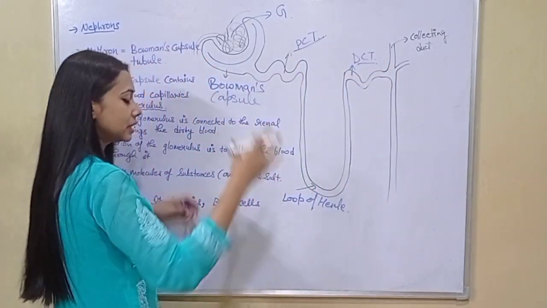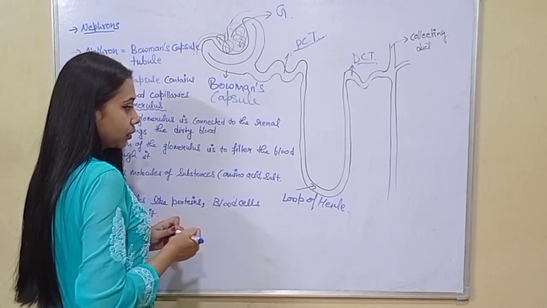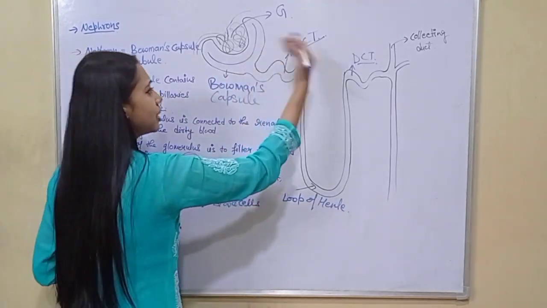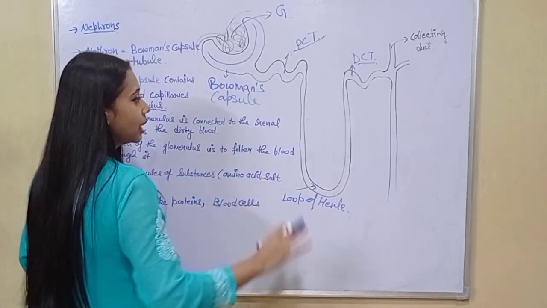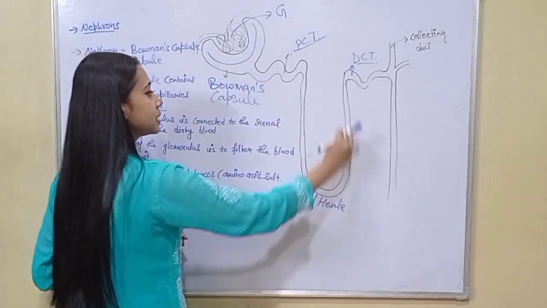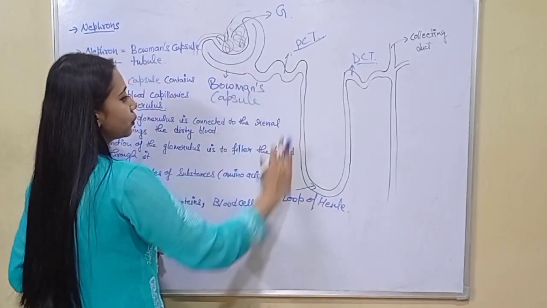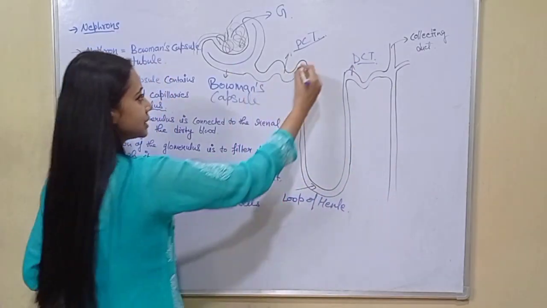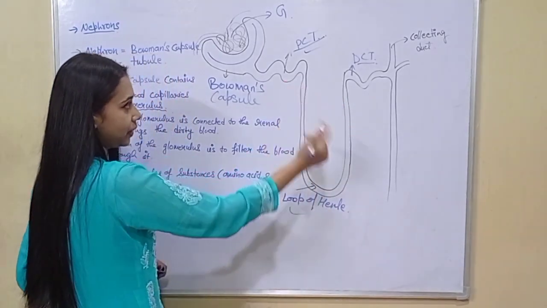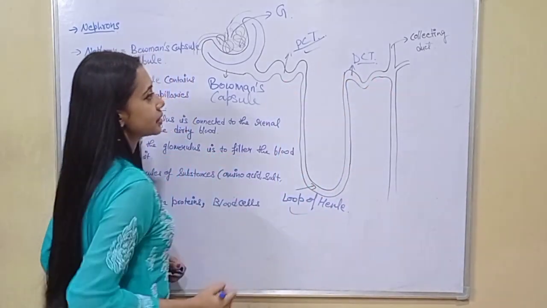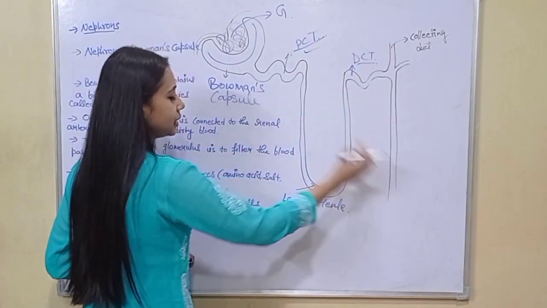If you talk about the CBSE syllabus, the functions of PCT, loop of Henle and DCT are not in your course, but just to remember the structure of the nephron, you should know this diagram. So PCT, then the U-shaped loop of Henle, then the distal convoluted tubule, and this is the collecting duct.